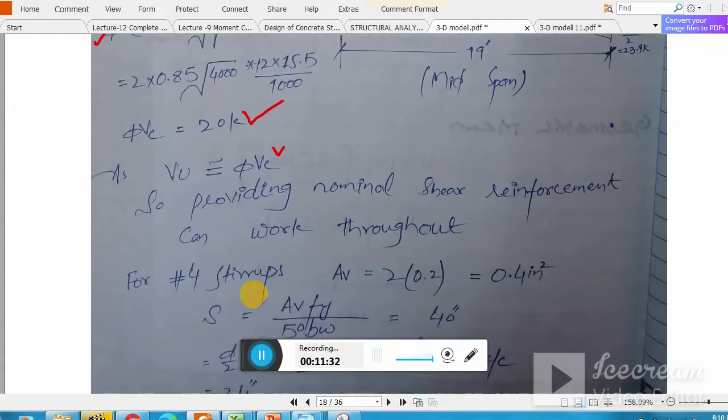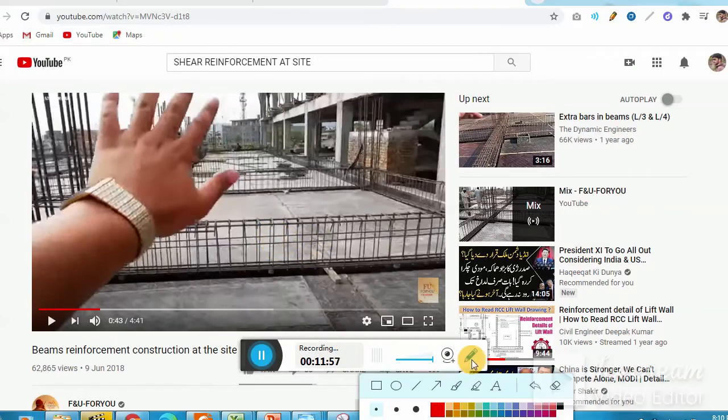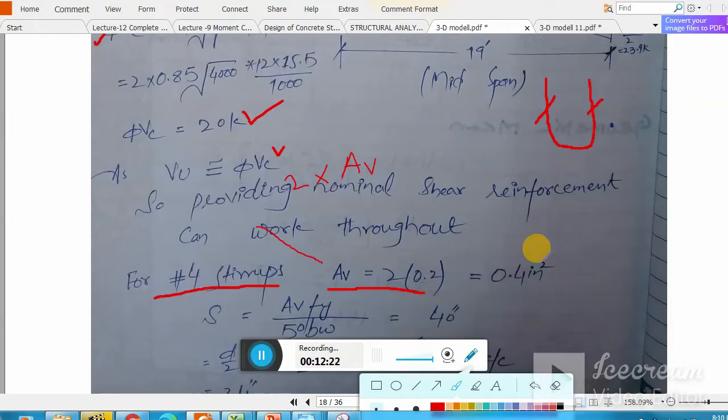Let's say we are using number 4 stirrup, my Av, that is the vertical area. Av is, for example, number 4, so the area of this one and this one. We have two legs which play their role in taking shear. If I show you in this video, you see these stirrups have 2 legs, and the cracks develop in this pattern. Both legs of that stirrup control this crack, so that is why we use 2 times the area of that stirrup. We use 2 times 0.2, that is my shear reinforcement area.